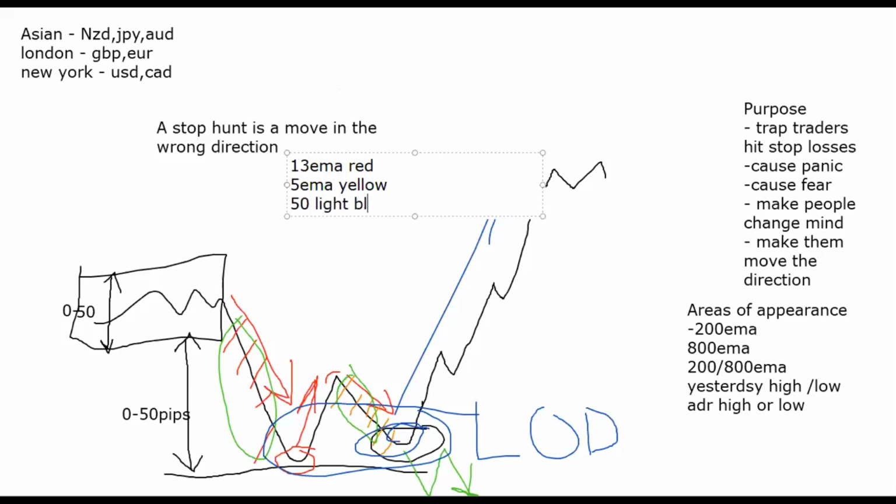We are going to talk in depth about them in our next videos. 200 EMA is black or white, depending on your background. 800 EMA is dark blue. So these are the EMAs that we use. So in general, that's all about intraday trading.